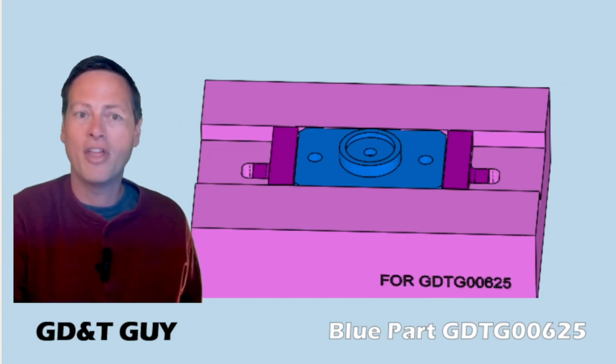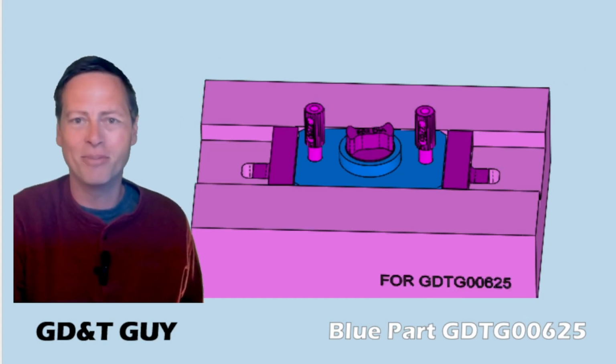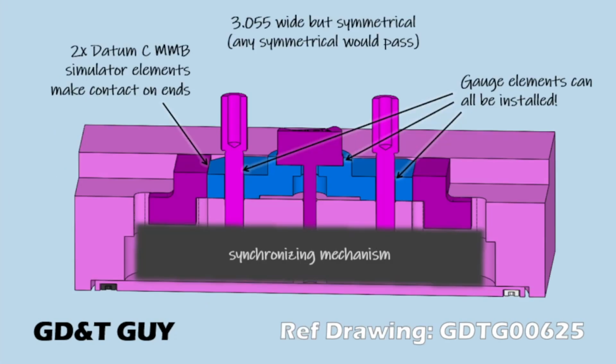Pretty cool. And then after that, we insert our other gauge elements. One predictable thing that's happened here is that now our wide but symmetrical part geometry is of course going to pass this inspection. And actually any symmetrical geometry is looking pretty good. By which I mean that the 290 diameter screw clearance holes and the 1-inch diameter feature are on like a mirror plane of Datum C here.